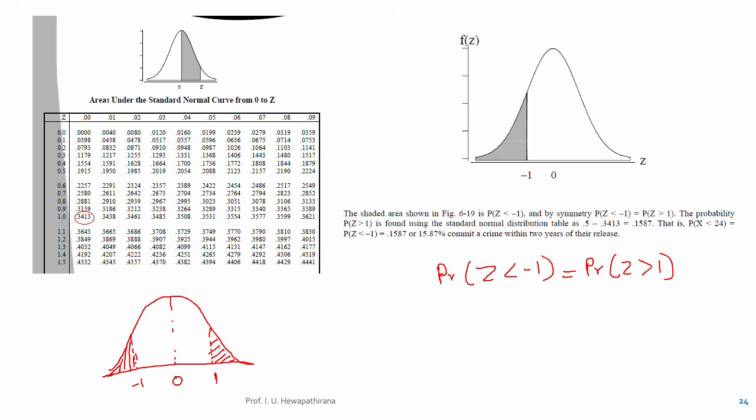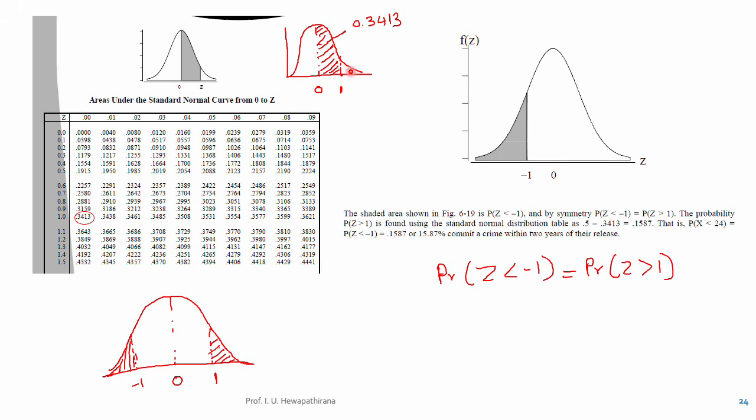this would be the probability that Z is between 0 and 1. So the probability that Z is between 0 and 1 is 0.3413. But what we are actually interested in is the probability that Z is greater than 1, this small unshaded region.